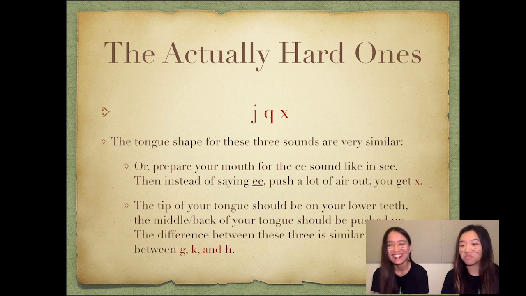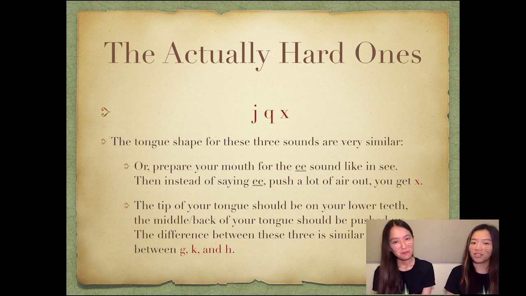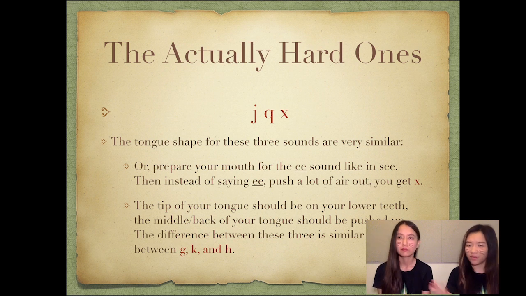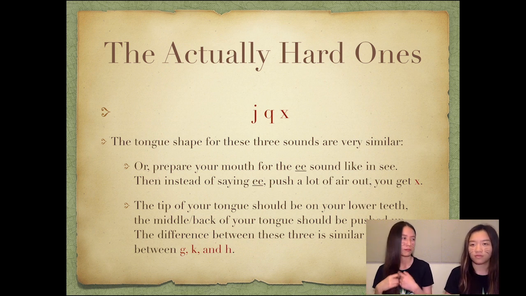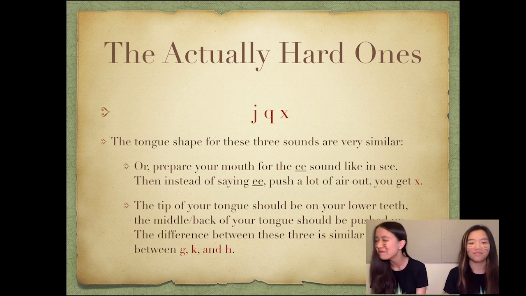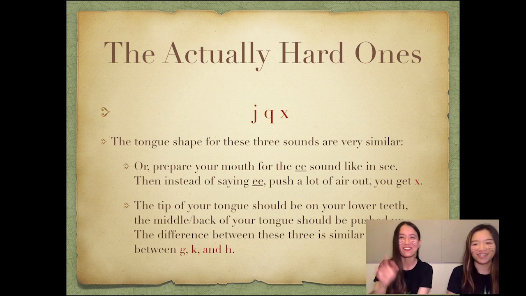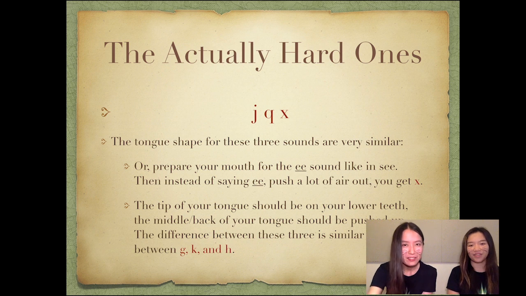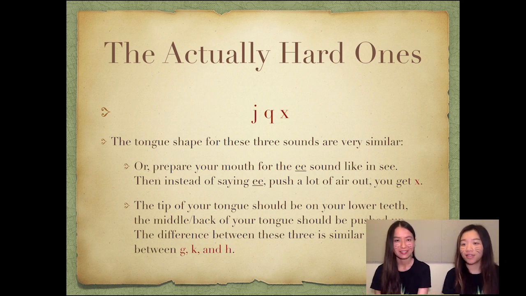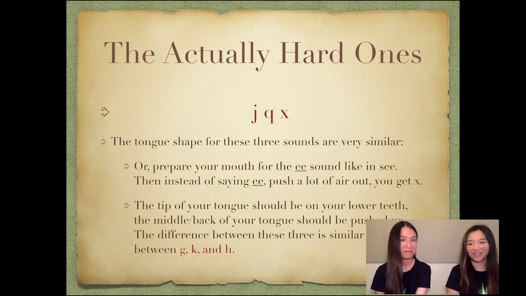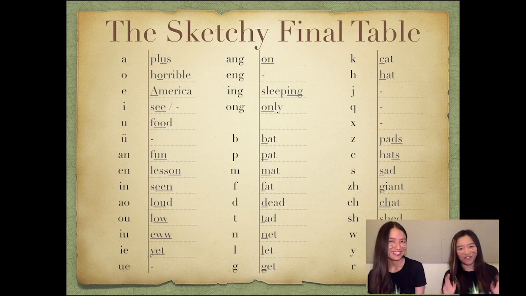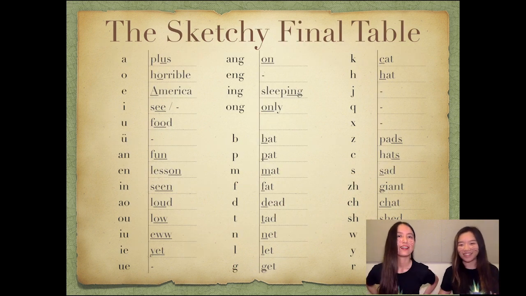I hope so. Okay. And for the difference between ji, qi, and xi, it's like the same difference between g, k, and h. It's just a different way of pushing the air out. So the shape of your mouth and tongue, everything's the same, but a different direction of airflow. Okay, let's have ji, qi, xi. And you're ready for the final sketchy comparison table.